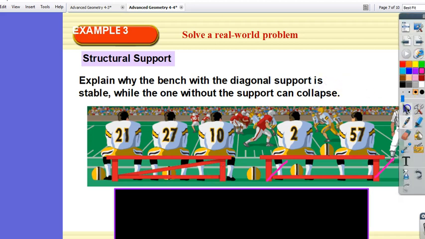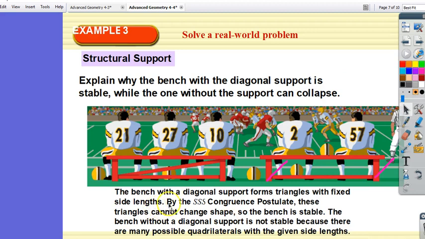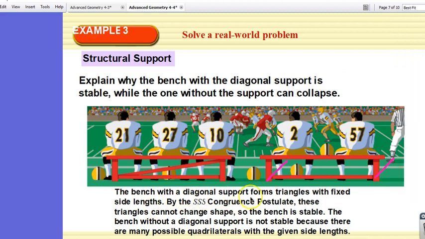because the bench with the diagonal support forms triangles with fixed side lengths. By the side-side-side congruence postulate, these triangles cannot change shape. So the bench is stable. So think about it. When you put that horizontal support, it locks these two into place, because if these two are connected, it can't wiggle. If they have the same 3 side lengths, you can only get one triangle out of it. Like you can't bend it.